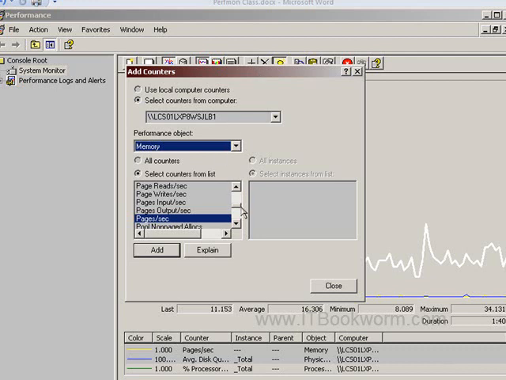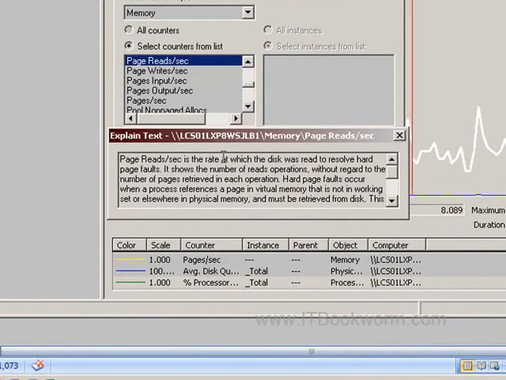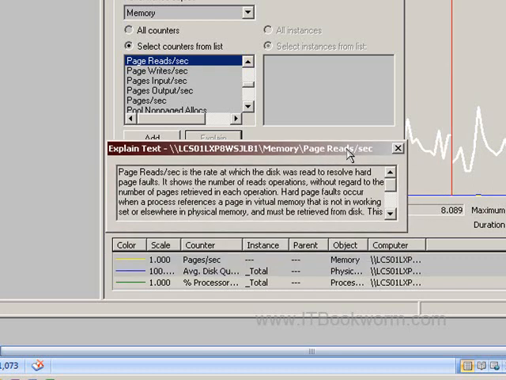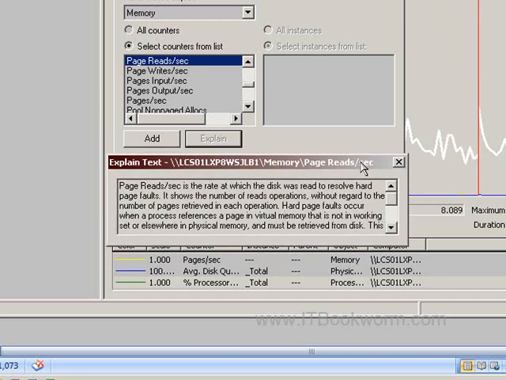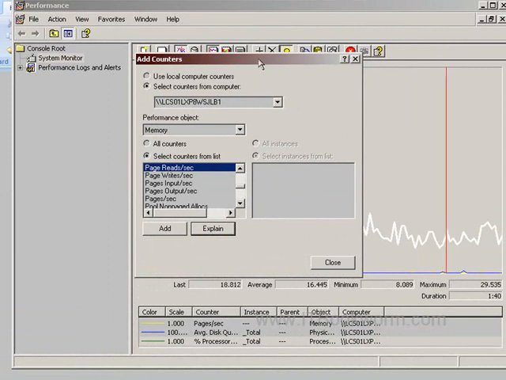Right. So is there an advantage looking at page read or page write? I suppose it depends on what you're looking for. I've never had to break it down into page reads and page writes. If you come here to the explain, I mean, that will give you some indication with respect to disk bottlenecks. Because if you are going to disk to resolve a hard page fault, then it does give you an idea of how fast it's pulling it. Well, it says here, it's the rate at which the disk was read to resolve hard page faults. So, and I would imagine that the other one is how hard the disk worked to write the page fault, right?